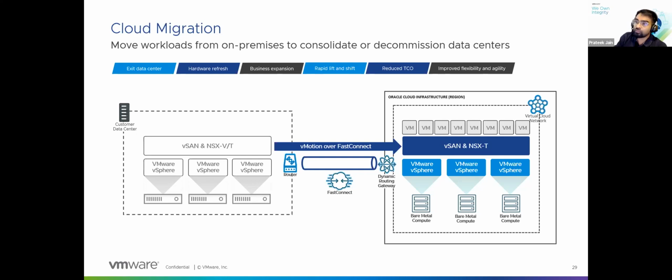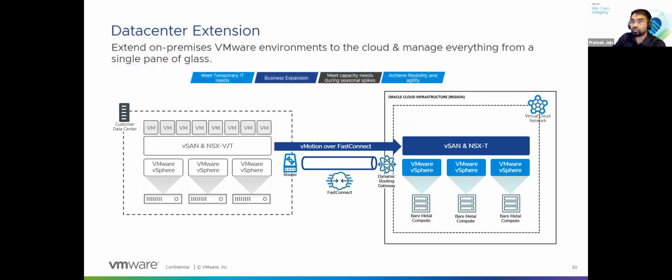depending upon the HCX capabilities and the licensing that you have, advanced or enterprise. HCX by default comes as advanced in OCVS. You can upgrade it to enterprise, and you can start migrating your workloads from on-premises to OCVS. It can be any number of use cases. If you want to do a business expansion, or increase the flexibility and agility of your infrastructure, OCVS is the solution to look at.